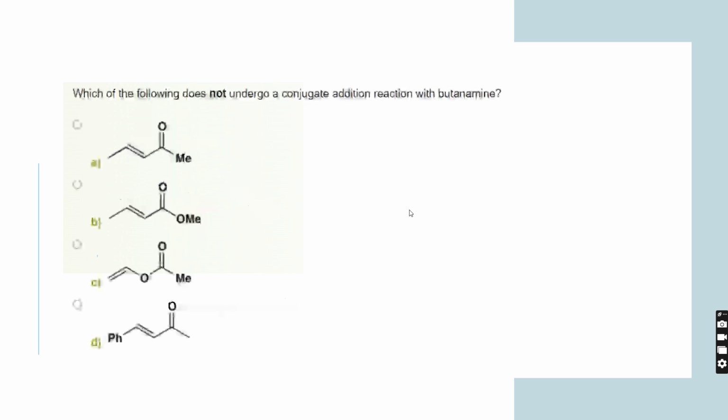Which of the following does not undergo a conjugate addition reaction with butanamine? Okay, so you are given 4 types of substrates and a butanamine nucleophile. You have an amine nucleophile, which is basically a borderline nucleophile. It can undergo 1,2 addition and also 1,4 addition.